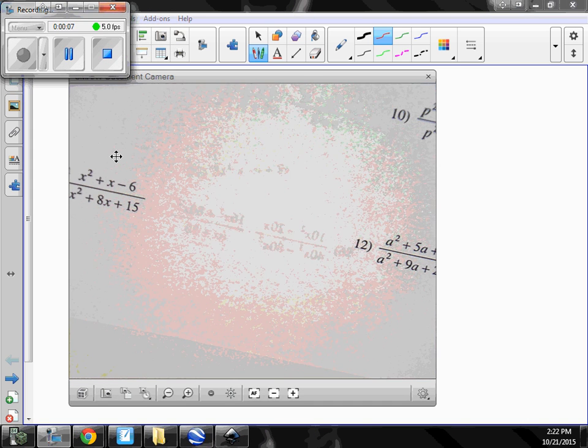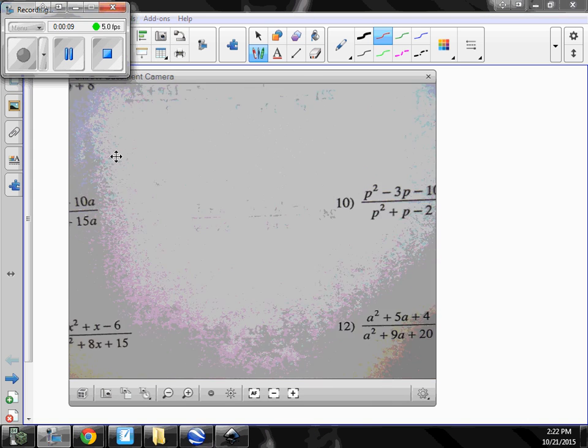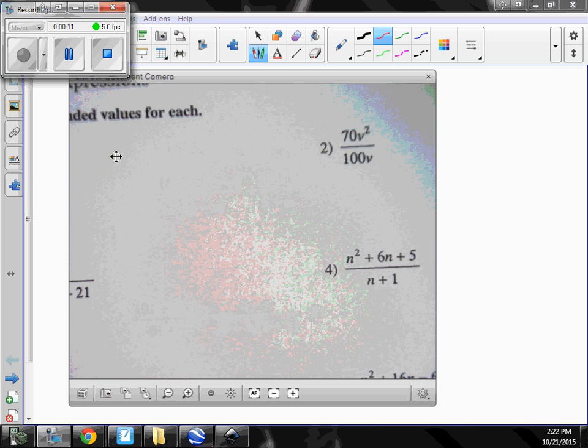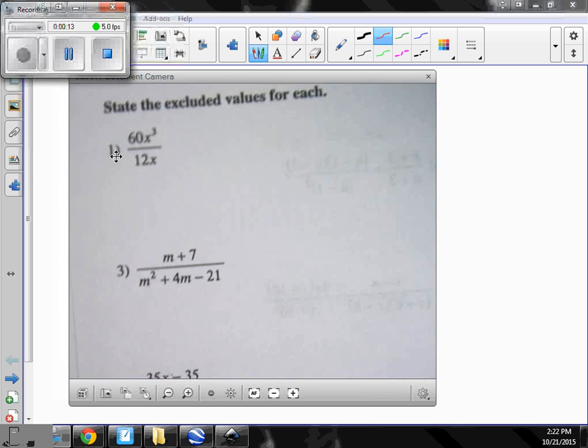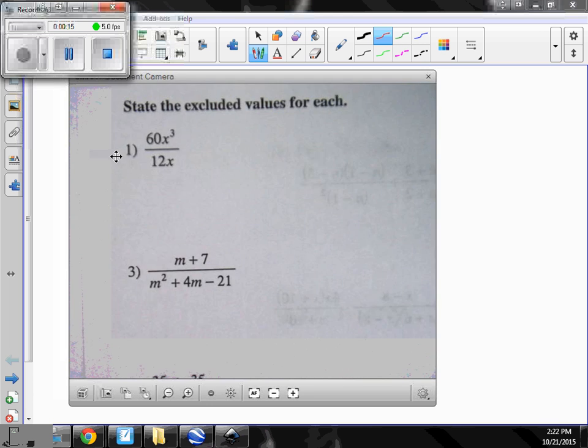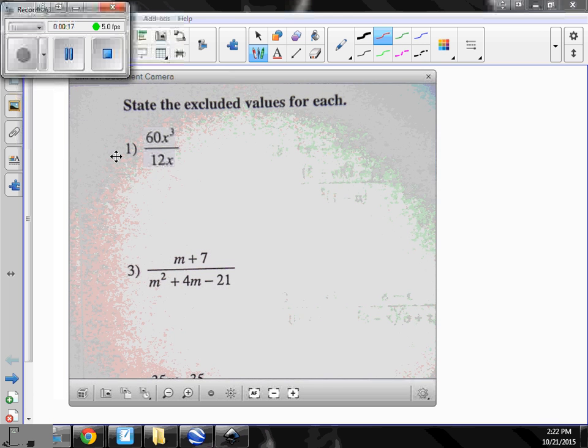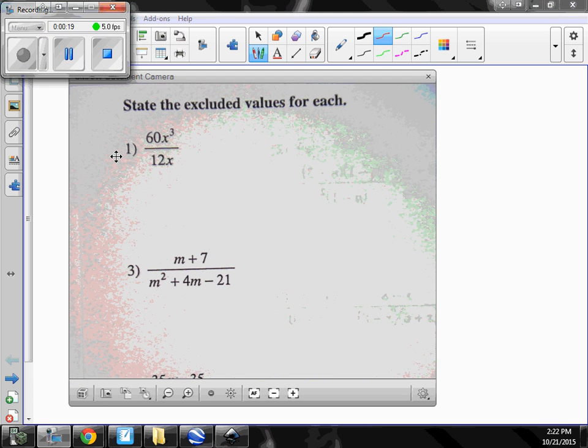Today's assignment is really similar to yesterday's assignment, but no graphing. If you look at the first one, you have a rational expression, and rational just means fraction. It's the fancy math way to say fraction. And it doesn't want you to simplify. All it says is state the excluded values. Which numbers can you not plug in?